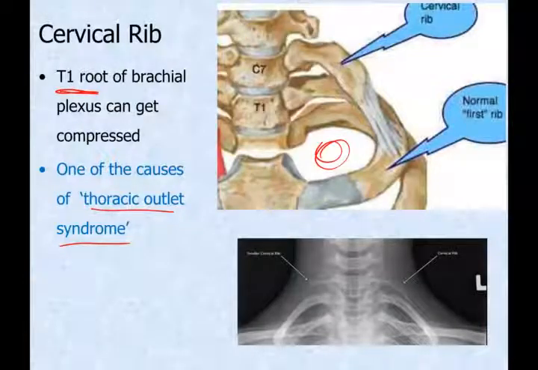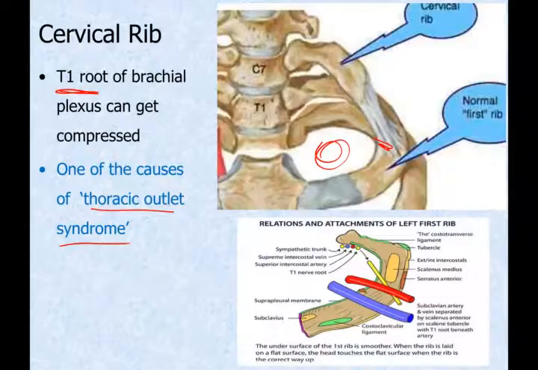Because you will get compression of these structures, you might get problems with blood supply to the upper limb. You get pain radiating on the medial aspect of the arm, because that is the dermatomal supply by T1. If you don't correct it, then you get more serious complications. But usually they come complaining of pain radiating on the medial aspect of the forearm. So here is how the structures are related to the superior surface of the first rib.